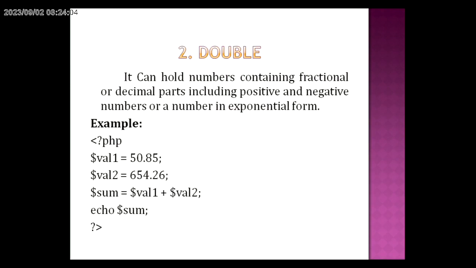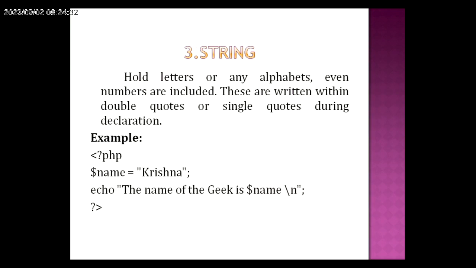So the second is double. The double data type is nothing but a fractional point. It can hold numbers containing fractional or decimal parts including positive and negative numbers, or a number in exponential form, that is e power. So this is the example, value1 is equal to 50.85 and value2 is equal to 654.26.